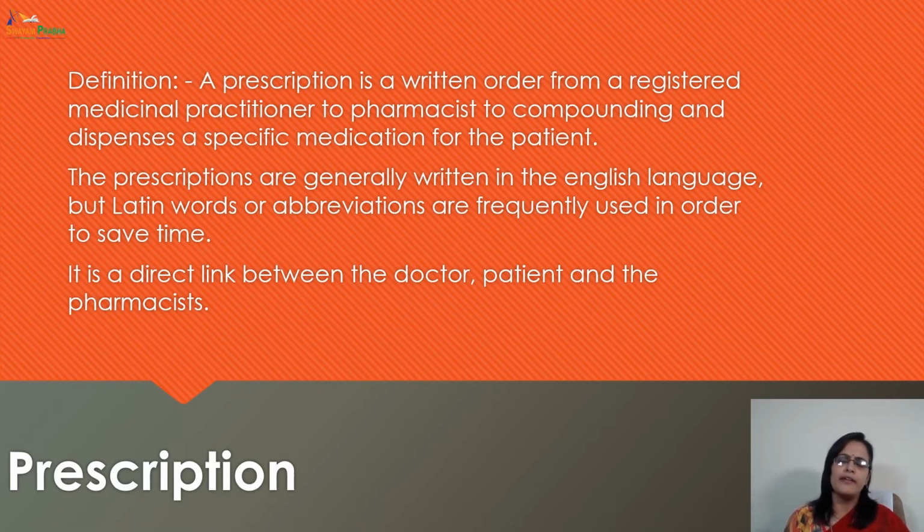So we can say that the prescription is a direct link between the doctor, the patient and the pharmacist. The doctor is going to prescribe the medicines, the pharmacist is going to dispense the medicine, and the patient is going to take the medicine. So the prescription is important for all three people: the doctor who prescribes, the pharmacist who dispenses, and the patient who takes the medicines. So this is an introduction of prescription.